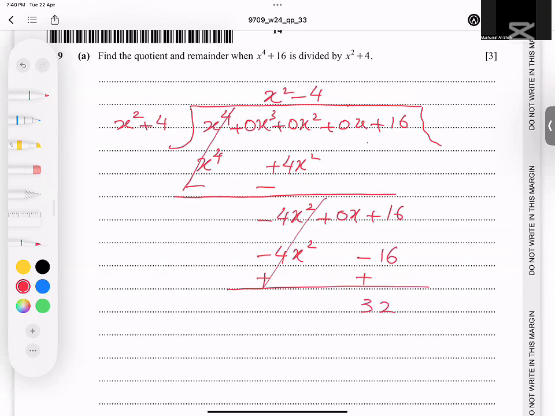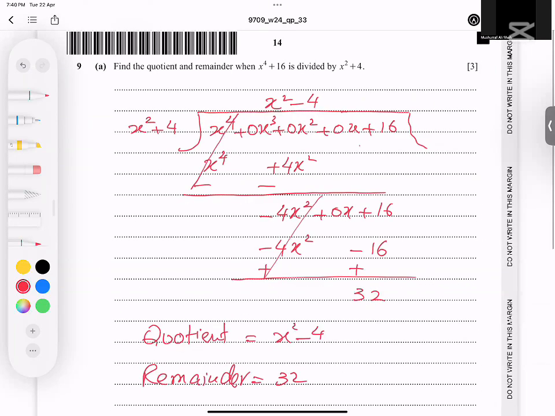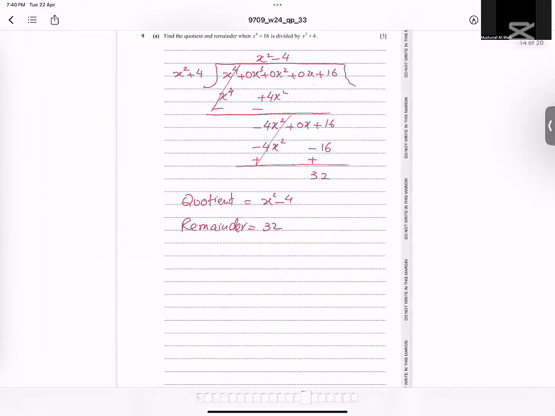And the quotient is the top number we got on top. Quotient is x to the power 2 minus 4, and the remainder is 32. So the remainder is equal to 32. I hope the point is very clear. And let's go to the next page, the next part of the question.